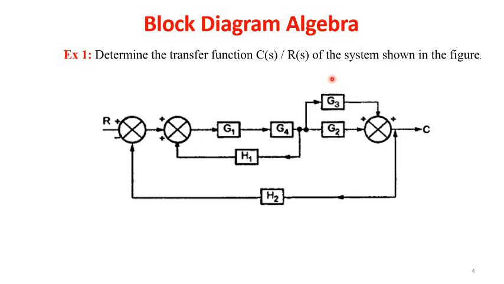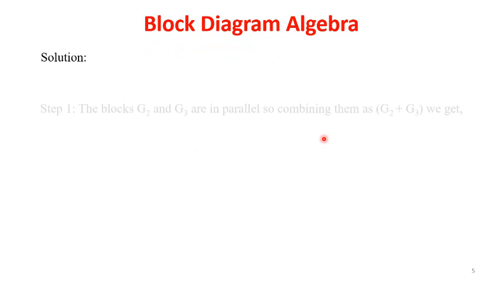Here we can see there are blocks G2 and G3, which are forward paths coming to the summing point. When we combine this whole block here, it will come as parallel. Next we can see there are two blocks G1 and G4. These can be cascaded and brought into series. Let's go with the problem.